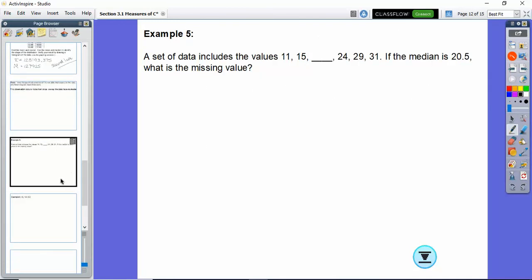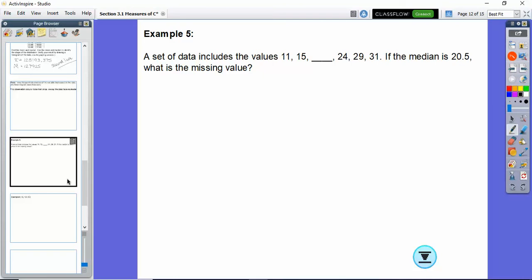All right, I just want to do 2 more quick examples and I'm done. So let's say we have a set of data and our values are 11, 15, I'm missing 1 point, 24, 29, 31. The median is 20.5. Can we find the missing value? So I want to try working backwards here. It's not that bad to calculate mean, median, and mode, but what if we know one of those? Can we find a missing point?